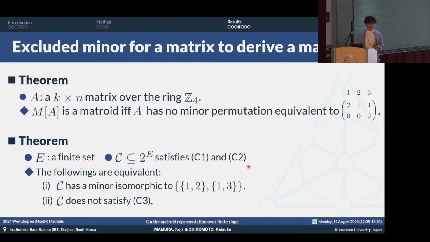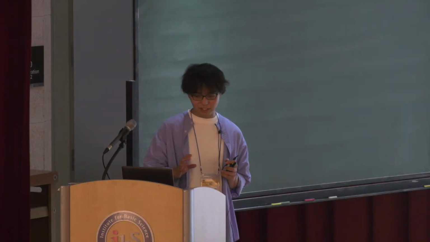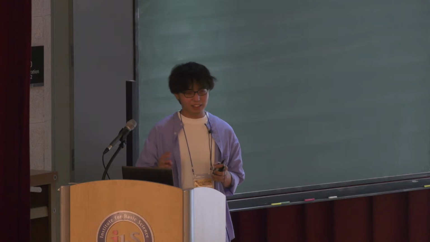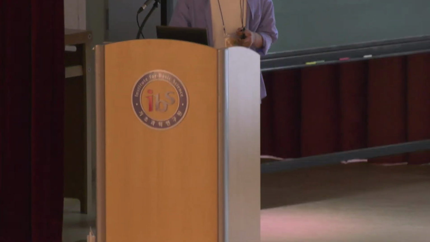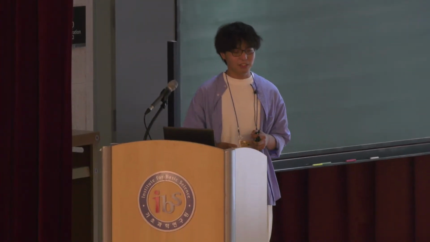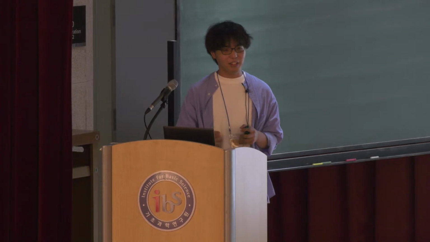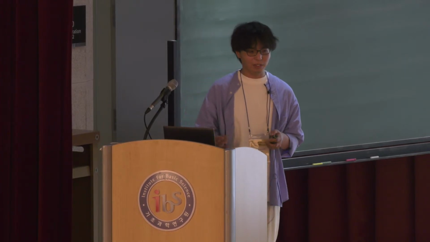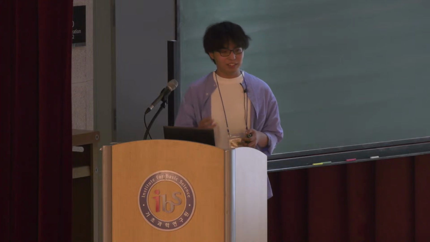Is there a fast algorithm to determine whether it has a minor equivalent to that one? I don't think so, because maybe it is difficult to determine whether one element is contractible or not. So maybe it takes much time to calculate whether an element can be contracted from a matrix or not.